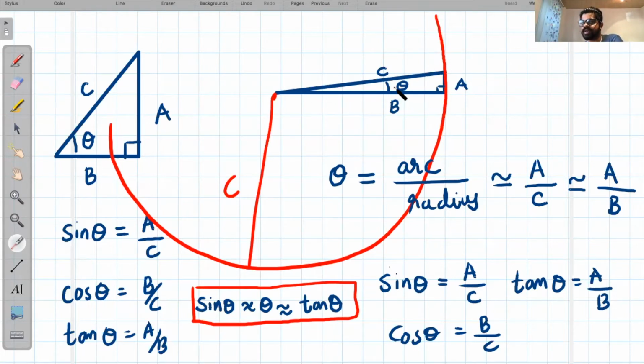So B has to be approximately equal to C and their ratio has to be equal to 1. In this way, we get cos theta is approximately equal to 1 for small theta.